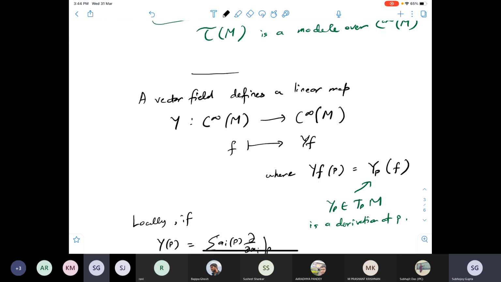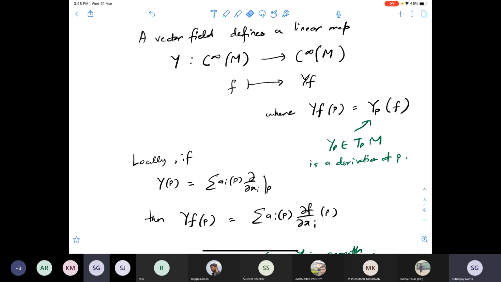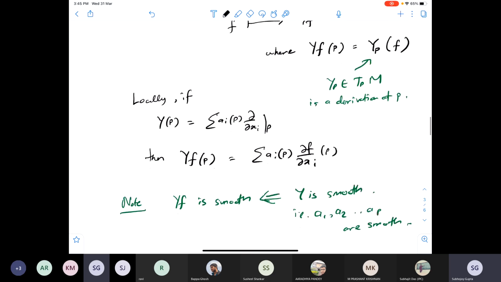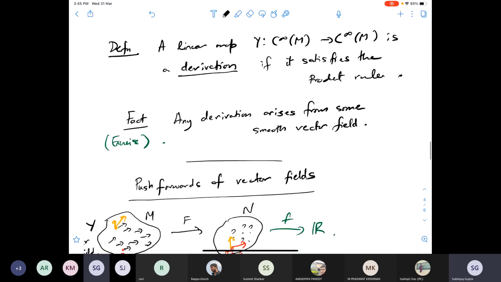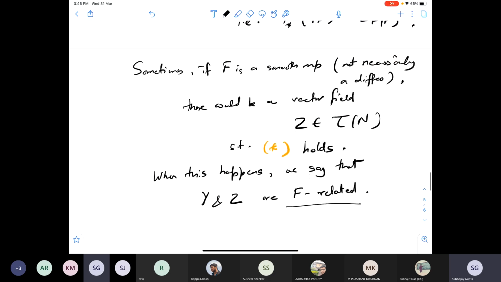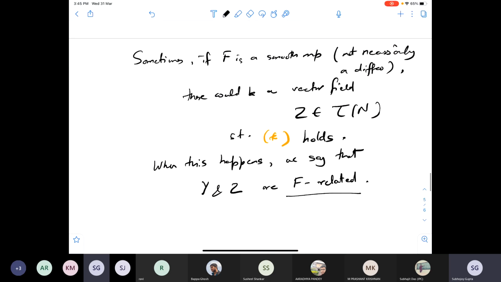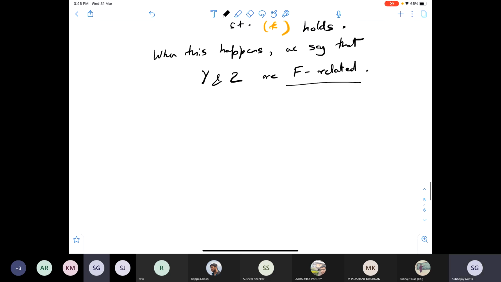Whatever is true for C infinity of M probably gets inherited by these, which are essentially locally a collection of smooth functions, given by A1, A2 to AN. I won't be bothered about the algebra part of things so much right now, maybe later when we connect with Lie algebras.